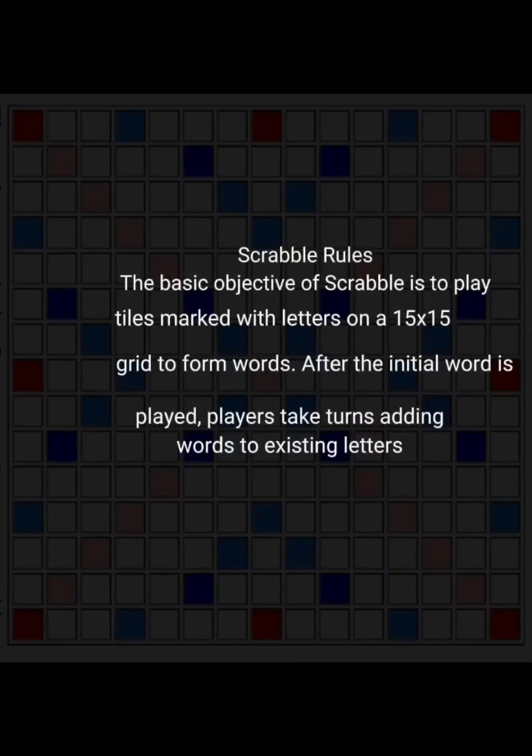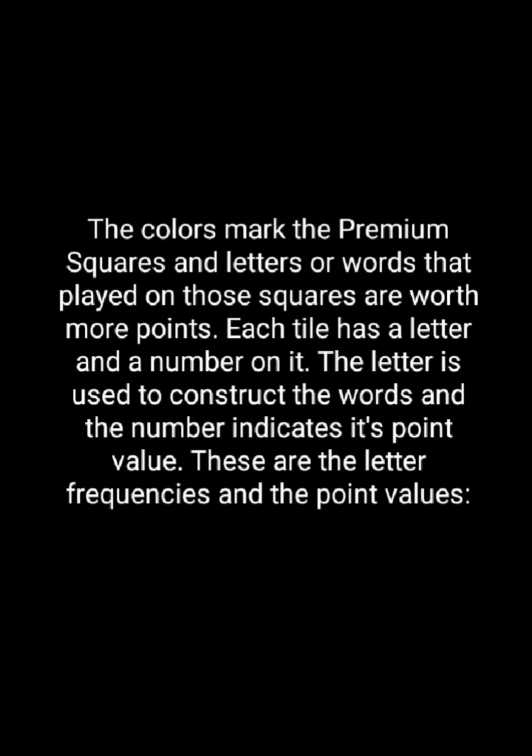Scrabble rules. The basic objective of Scrabble is to play tiles marked with letters on a 15 by 15 grid to form words. After the initial word is played, players take turns adding words using existing letters. The colored squares mark premium squares, where the letter or word played scores extra points. Each tile has a letter and a number on it. The letter is used to construct the word, and the number indicates its point value. There's a chart of letter frequency and point values.